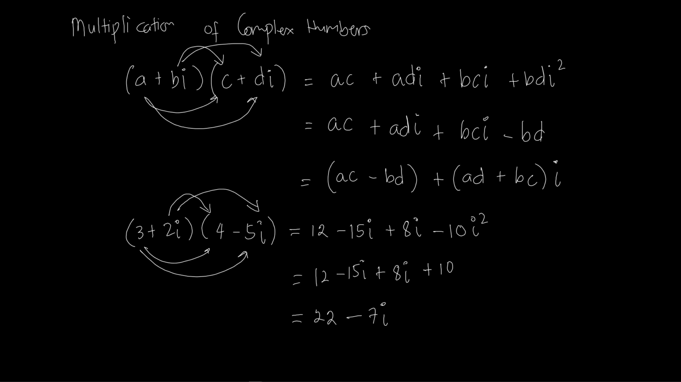Okay. Next operation is unsa man? Division. Okay, division. Pero, before ta mo proceed with division, let me introduce muna the complex conjugate. Okay, what is complex conjugate? Complex conjugate of a complex number is obtained by simply changing the sign of the imaginary part. Mao to ang definition ni complex conjugate. I-change lang daw nato ang sign sa atong imaginary part. So if you have a complex number a plus bi, ang iyang complex conjugate would be a minus bi.